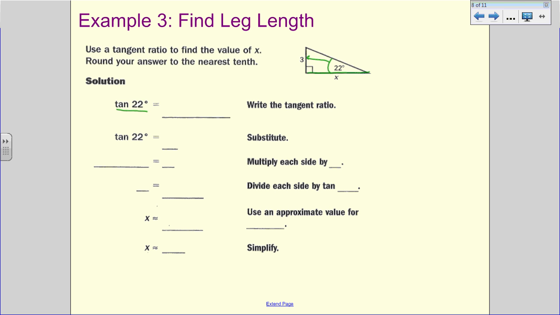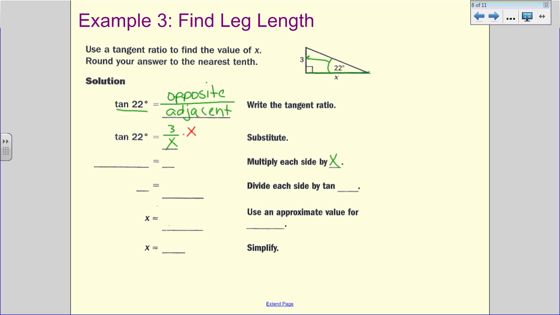So we're going to write that ratio of 3 over x. They want to start you guys off with writing opposite over adjacent. A very good habit to have. And then we substitute in our values. Tangent of 22 is 3 over x. What we're going to have to do here, guys, is now multiply each side by x. We're going to multiply by whatever our denominator is. So we're going to multiply by x.